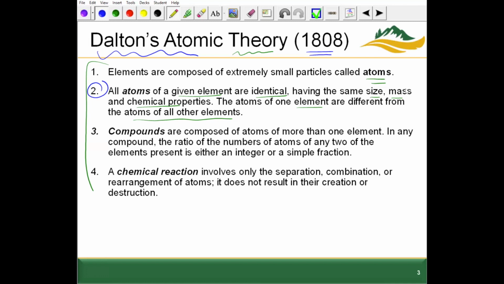The part that's going to end up being incorrect is based on this notion that all atoms of a given element have the same exact mass. So again, we'll come back to this.